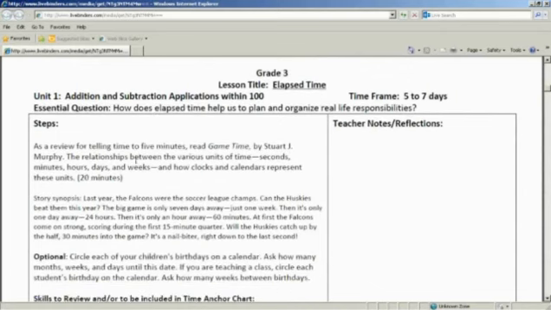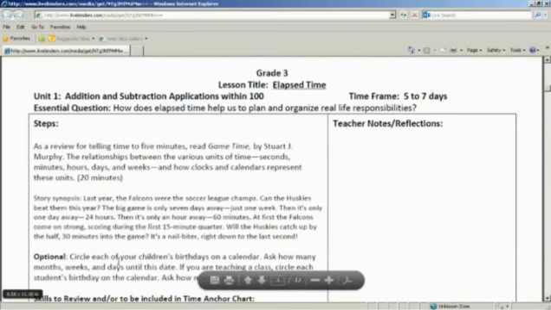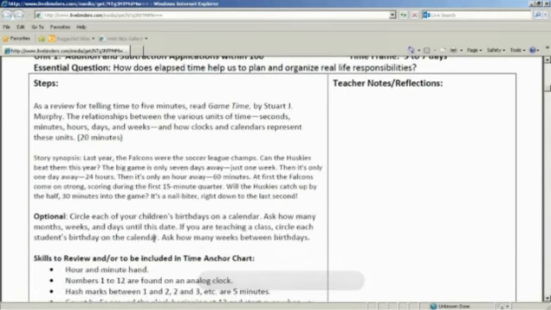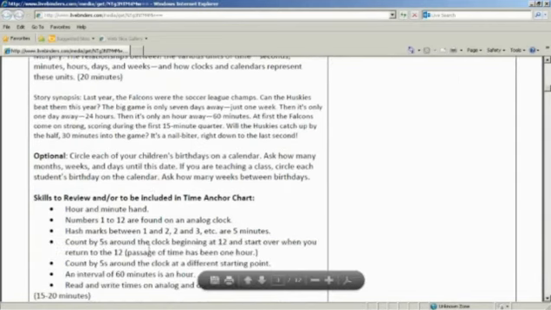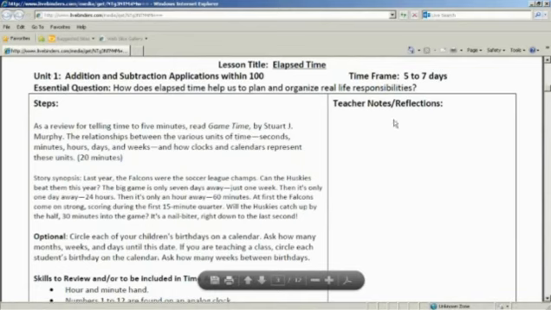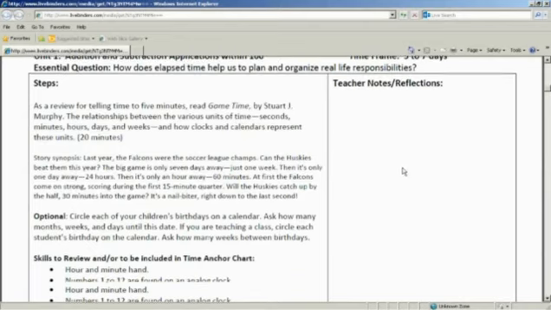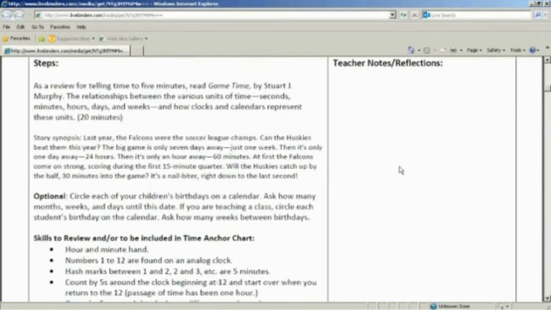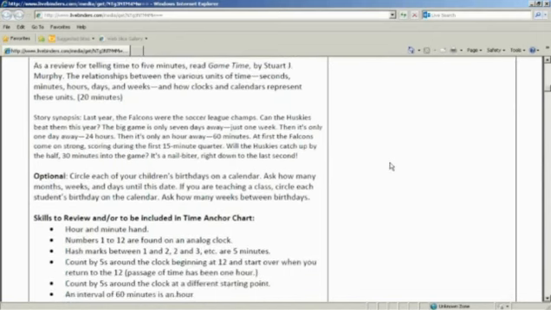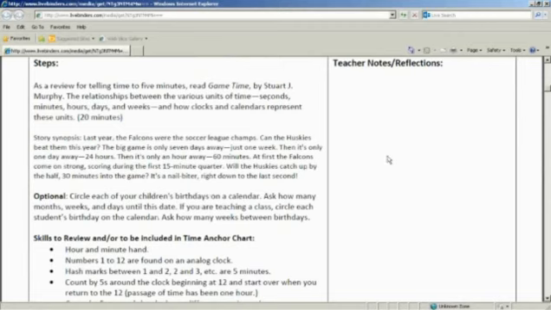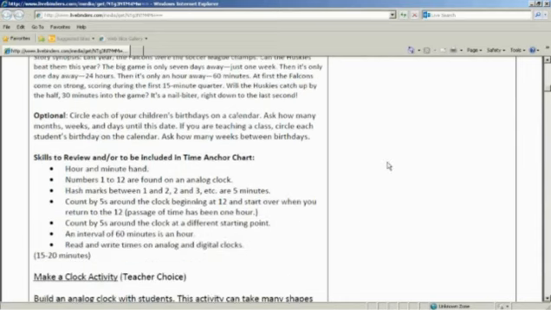Next, we have the steps outlined. There are some optional tasks or activities. We have some skills that we can review. I also like this box over here for teacher notes and reflections. As I copy these lesson plans out and adapt them for my own personal classroom, I often write over in this column so that I know what worked well and what worked not so well for next year, in addition to how I might do things differently or possibly write down other resources that I used for that point in time.